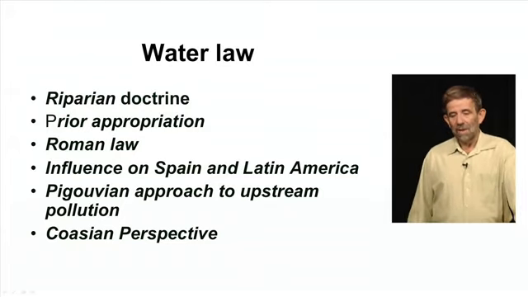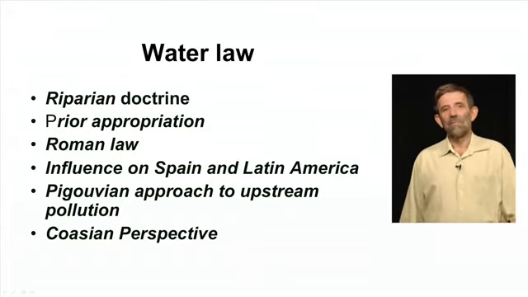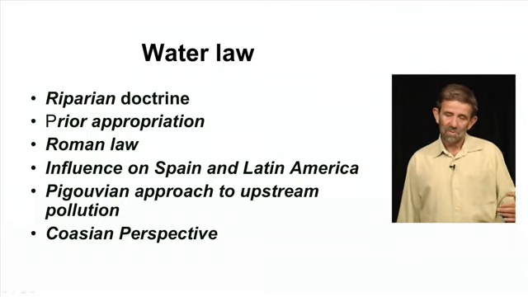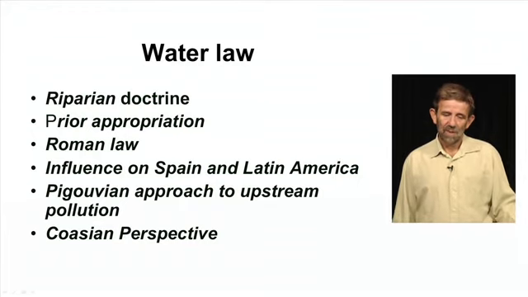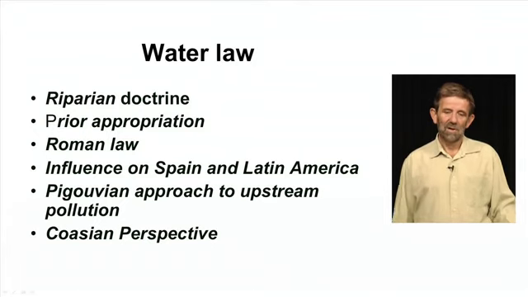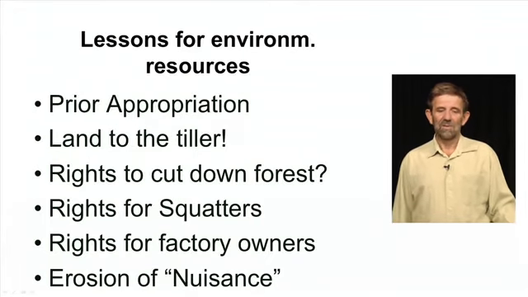And there are whole legal and economic doctrines about how to think of water rights. The Pigouvian principle, for instance, is that if someone is upstream and emits something into the water, they would be responsible for the damage that can occur downstream. The Coasian perspective is quite different, and we'll come back to that a little bit in a moment.